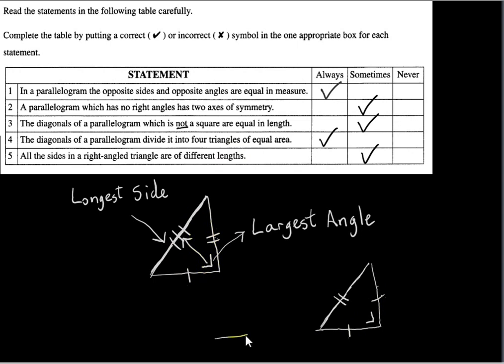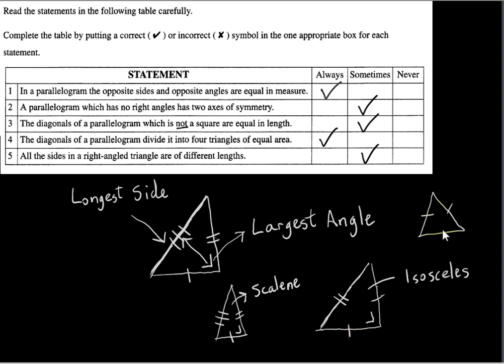Maybe it's not so clear in this picture, but here's maybe a better picture. Now it's clear that the three sides have different lengths. So this type of triangle is called a scalene triangle. Whereas this one, as we know, is called an isosceles triangle. Now we can't draw an equilateral right angle triangle. The three sides will be the same, but in an equilateral triangle the three angles are also the same and they're equal to 60 degrees. So we can't have a right angled equilateral triangle. So statement 5 is sometimes true, namely when we have a scalene right angled triangle.